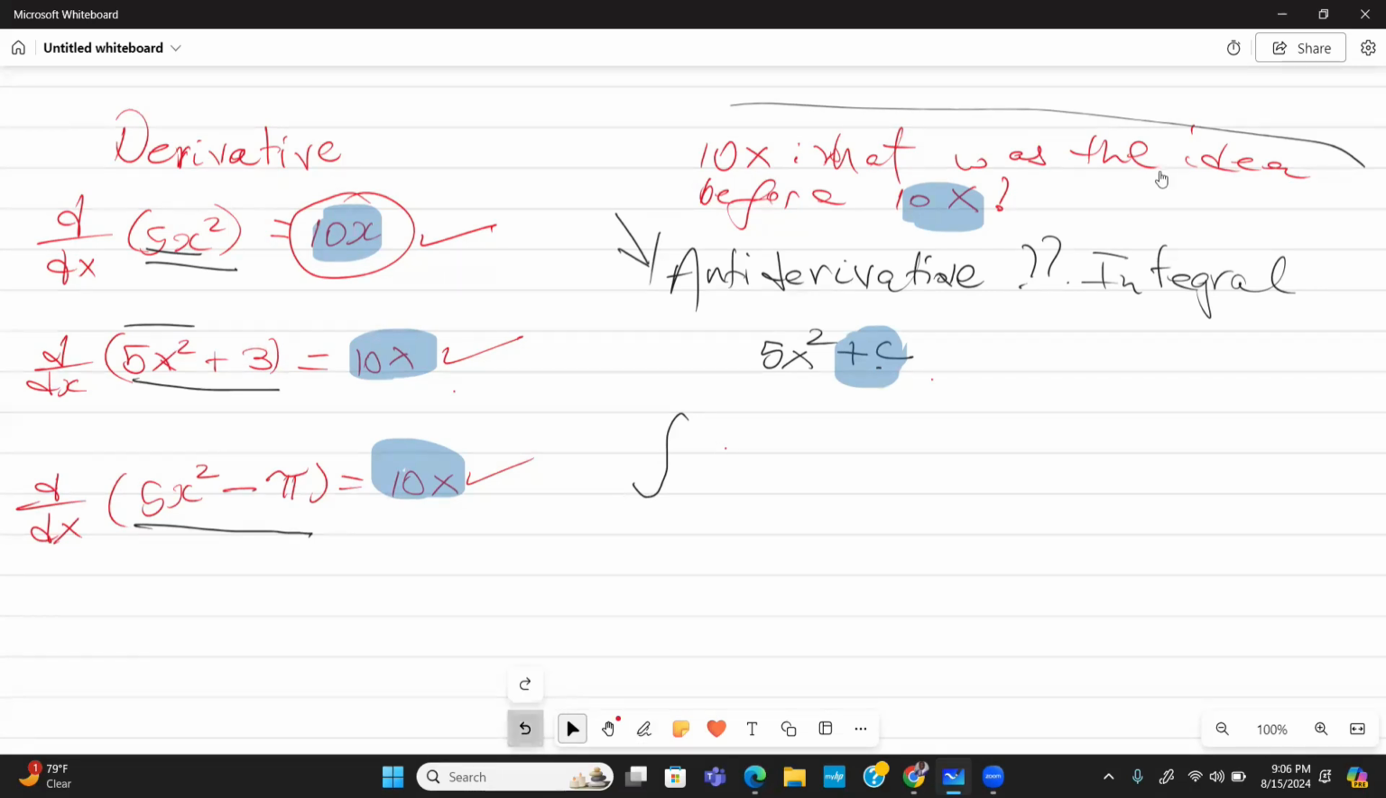now let us say we want to find the integral of 10x dx, right? We want to find the integral of 10x dx. So this is the indefinite integral of 10x dx. So basically, we're asking ourselves, where did this come from? All right, so the idea of the integral is simply this.